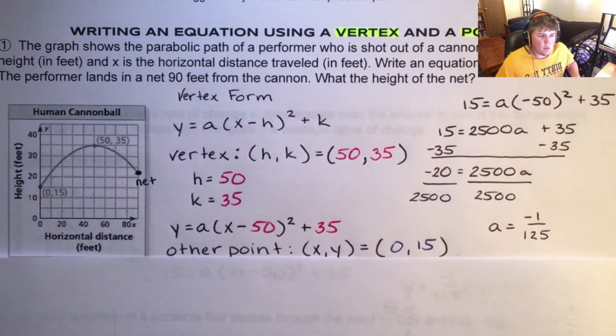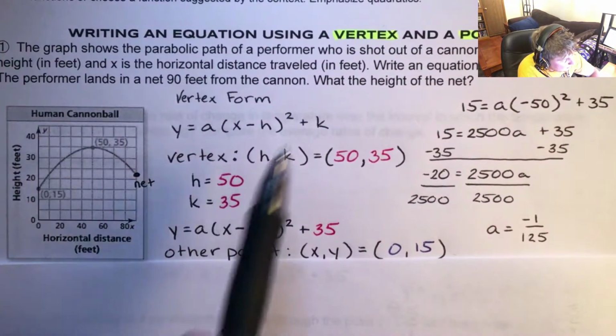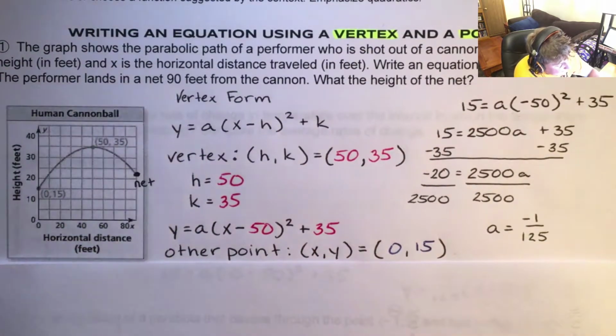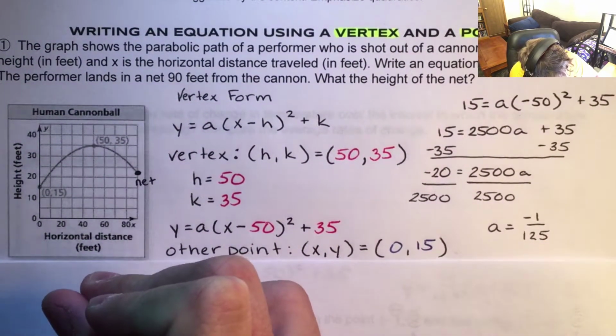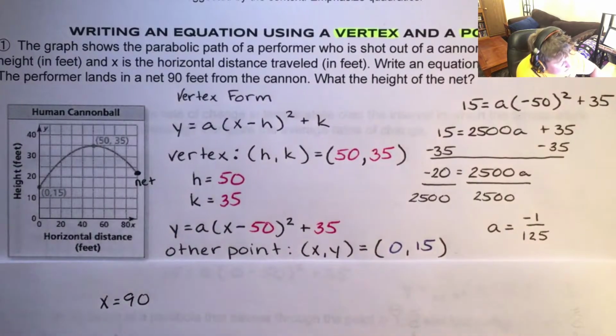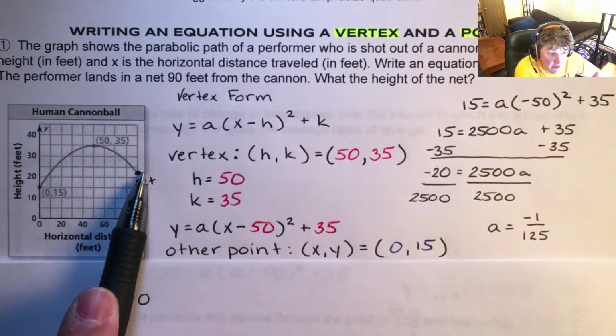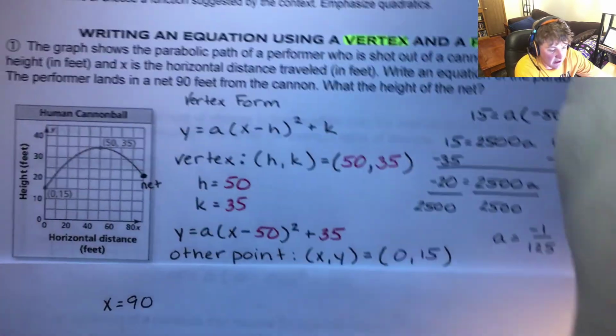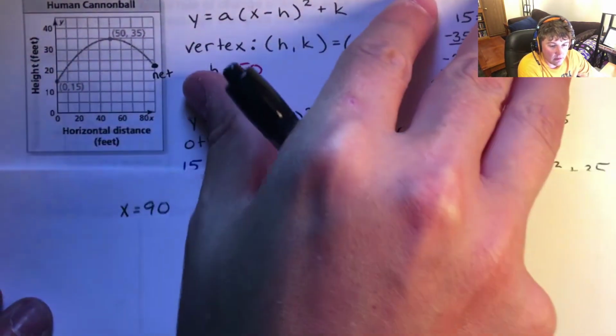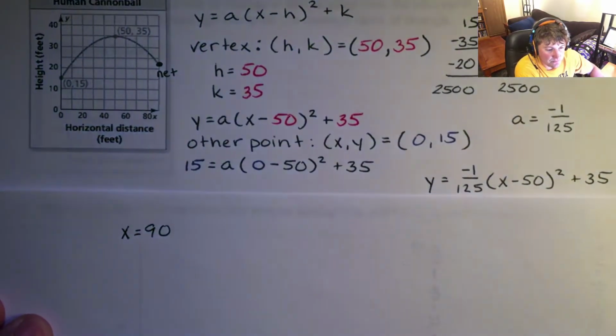So we want to think about what kind of information I have, knowing that it's 90 feet from the cannon. The cannon is on the ground, and 90 feet horizontally from that lies our net. I want to know how high in the air that net is held. We know the net is 90 feet away, which means my x value in this situation is 90. So x is 90. I want to find the y value that coordinates with it. So let's go ahead and do that. We do need our equation, so let's use our equation.